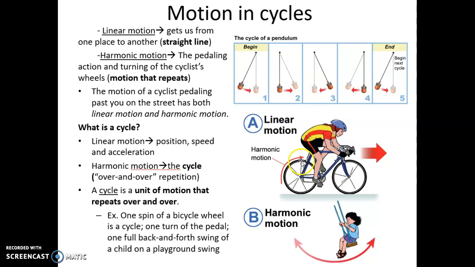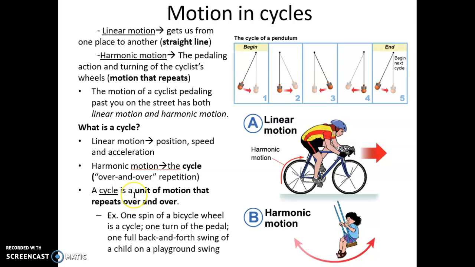The wheel keeps going in the same path over and over again. Okay, the girl on the swing, that would be an example of harmonic motion. She's repeating the same motion over and over again. So again, harmonic motion is the same motion that keeps repeating itself over and over again. We talked about the difference between linear and harmonic.